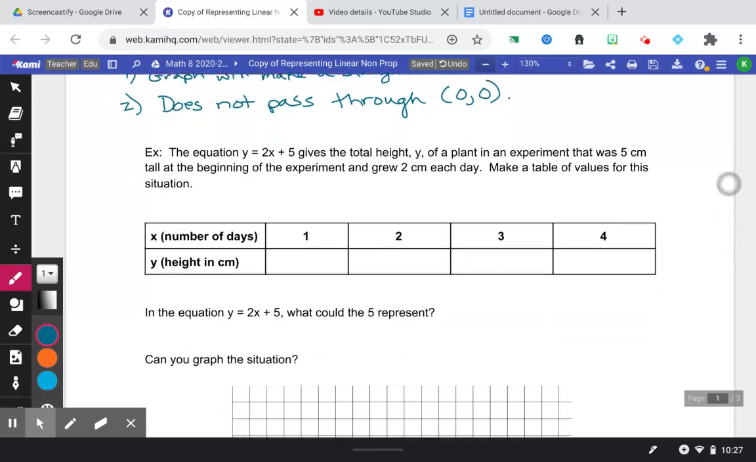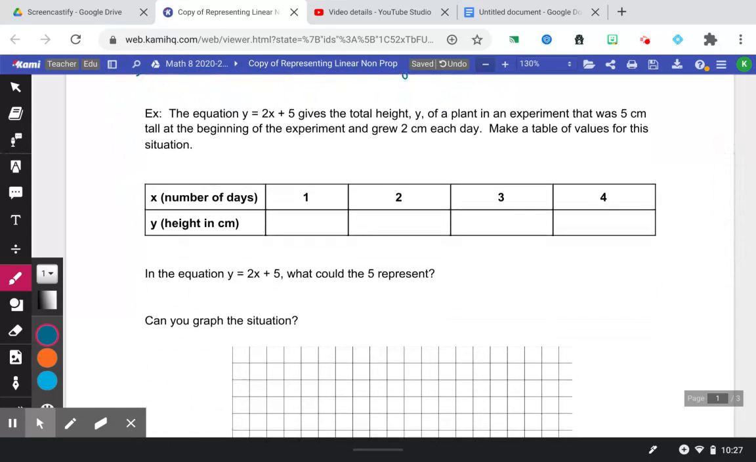All right, we are going to look at an example of a non-proportional relationship, and we're going to break it apart. We're going to get some data points and graph it. It says the equation y equals 2x plus 5 gives the total height y of a plant in an experiment that was 5 centimeters tall at the beginning of the experiment and grew 2 centimeters each day. Make a table of values for this situation.